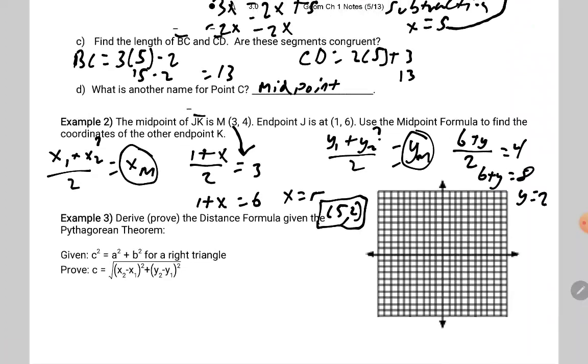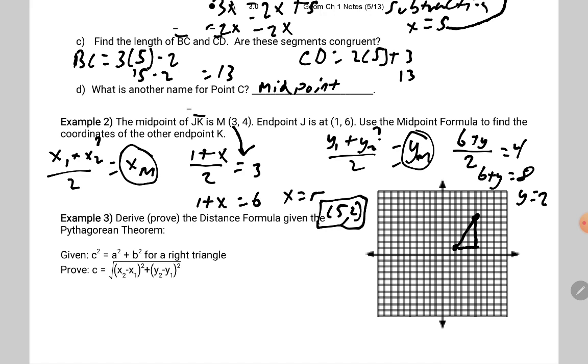Example 3. Prove the distance formula given the Pythagorean theorem. So let's say I want to know the distance between here and, let's just say here. And if you don't know this, even though this is a geometry formula, you'll learn this later. You might have known this from just people talking about it on TV. It's the Pythagorean theorem, a squared plus b squared equals c squared.